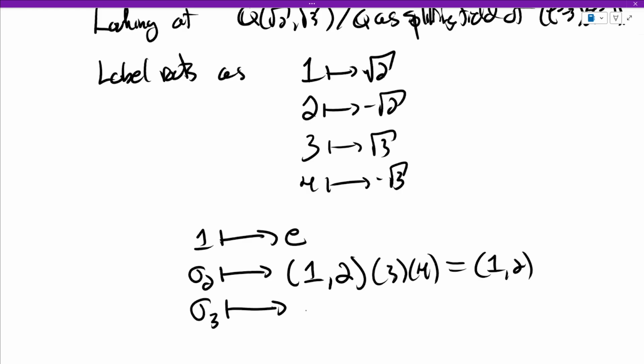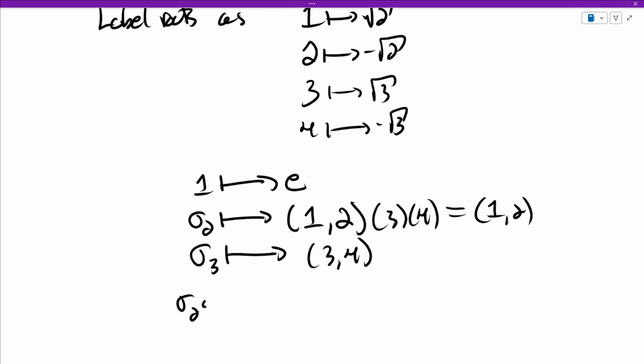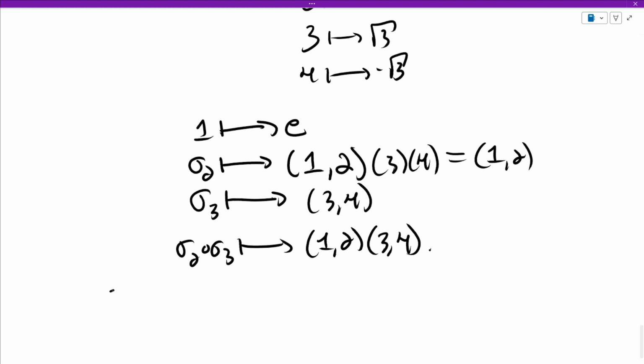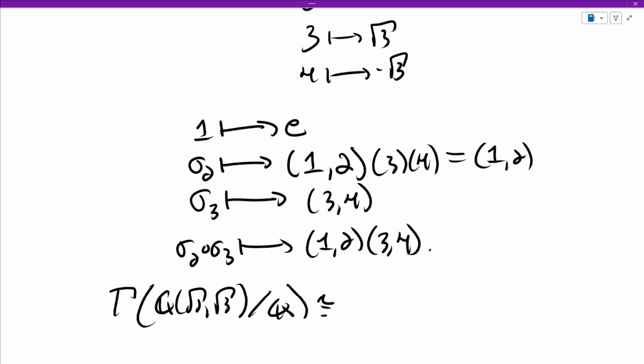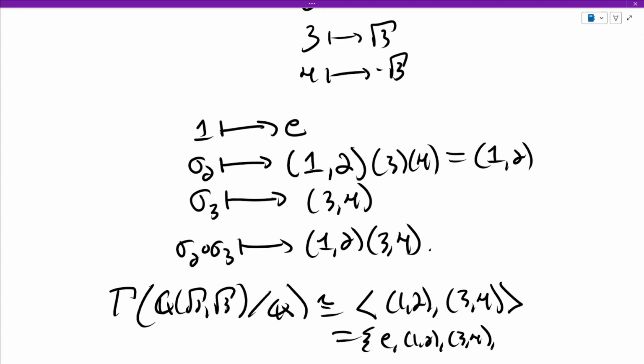Similarly, sigma 3 is going to be just 3 goes to 4, 4 goes back to 3. We're not going to write out that 1 is fixed and 2 is fixed. And then sigma 2, sigma 3 is, of course, well, we have to do both the transposition (1 2) and the transposition (3 4) as well. And so as a subgroup of the symmetric group, we can view the Galois group of Q adjoin root 2, root 3 over Q as isomorphic to the subgroup of the symmetric group generated by (1 2) and (3 4) separately. That subgroup is, of course, just the identity, (1 2), (3 4), and (1 2)(3 4).